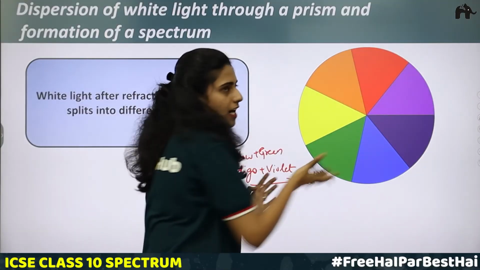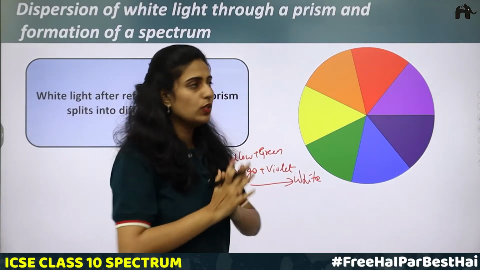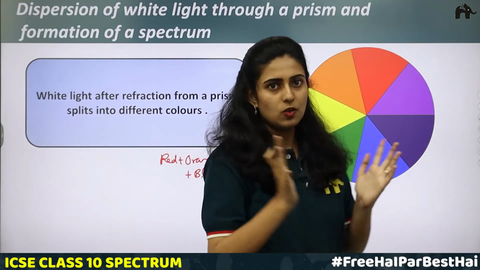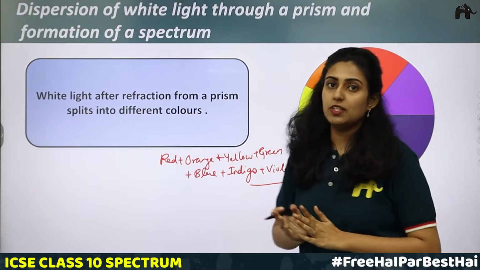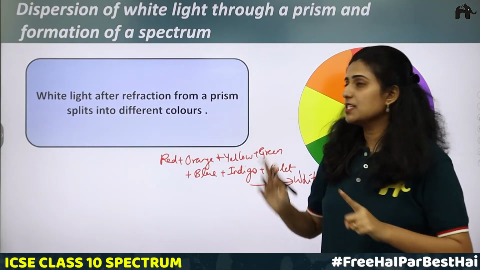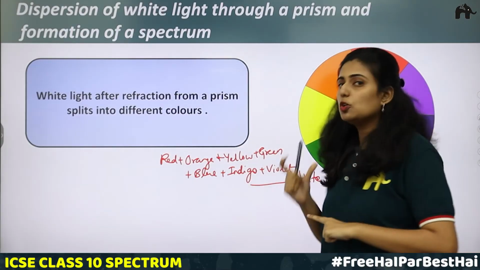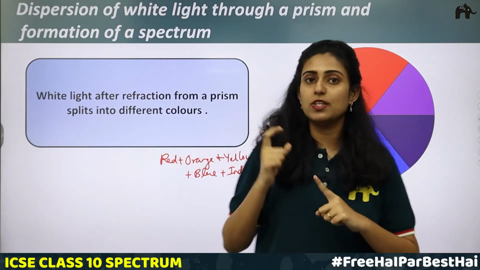Here you have the different colors. You have the white light. When this white light splits, what happens? You will be getting these 7 different colors. This process we call dispersion. This white light after refraction from a prism splits into the different colors. What are the different colors? Violet, indigo, blue, green, yellow, orange, red, which we call VIBGYOR.